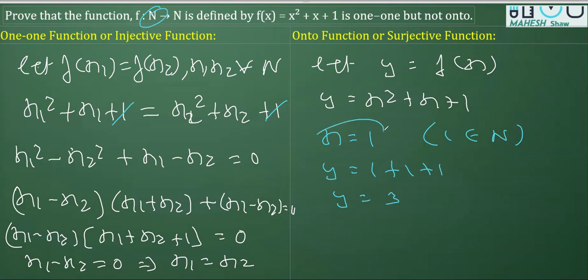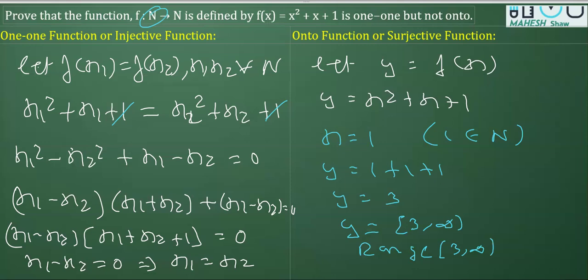Now, if I take a natural number from the domain higher than 1, like 2 or 3, we are going to get a number greater than 3. For example, if I plug in 2 here, 2² is 4, plus 1 is 5, plus 1 is 6. So what we can see is that for x belonging to the domain, the values of y we get are from 3 to positive infinity. This is the range, that is 3 to infinity.